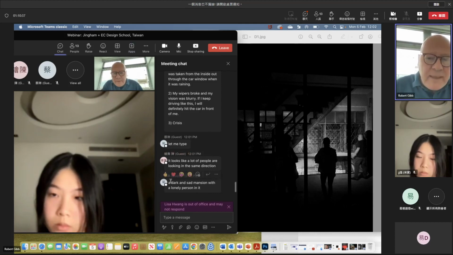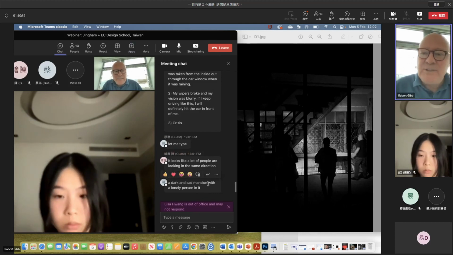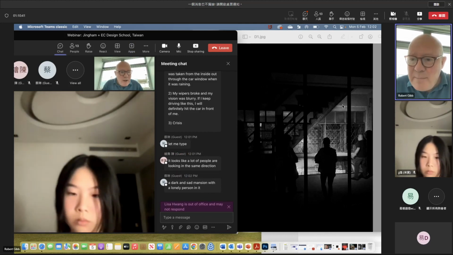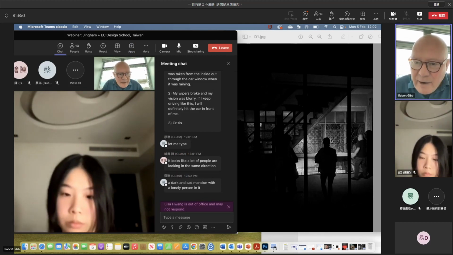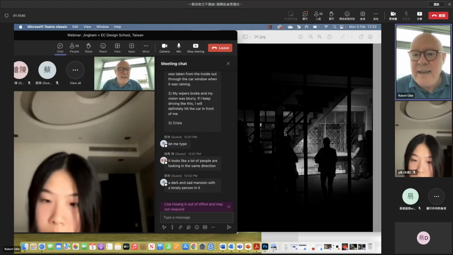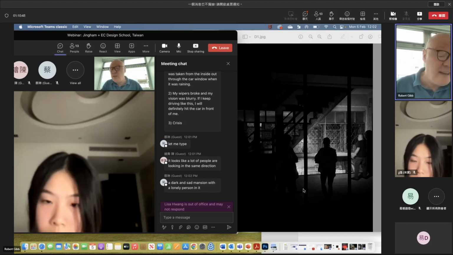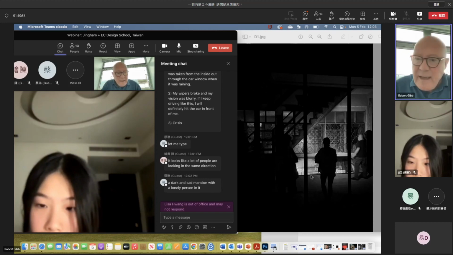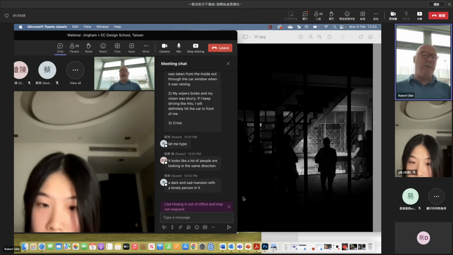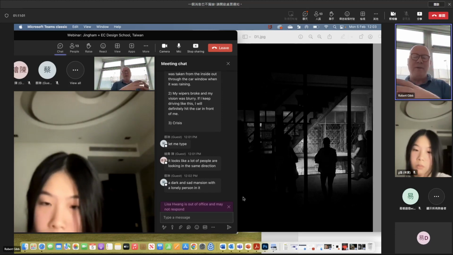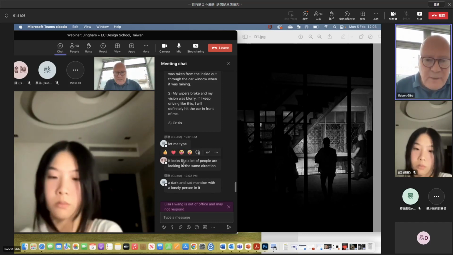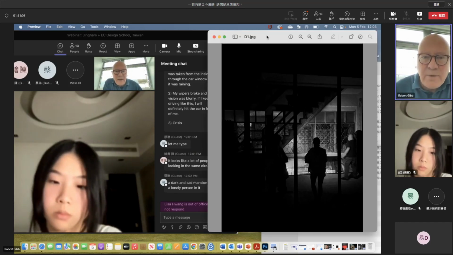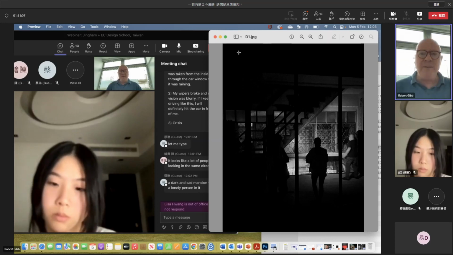Again, this is interesting. Dark and sad mansion. By describing some of the details in the background, you could say it looks like an interior, which it is, and a very big interior, but it's not a mansion. And the fact that there's only a few people there, you get this idea that the narrative is they're the lonely person. So that can be quite interesting. So I think what we're saying is that's the narrative.